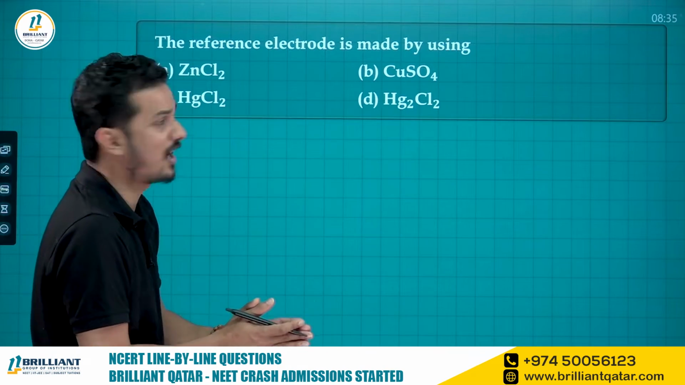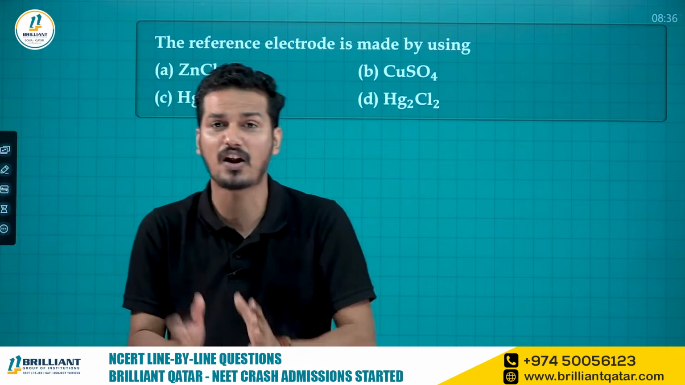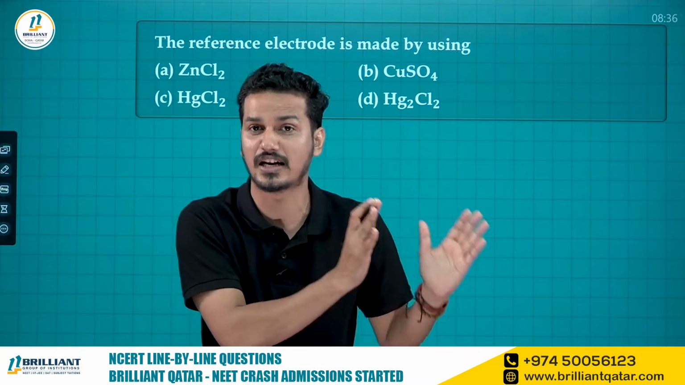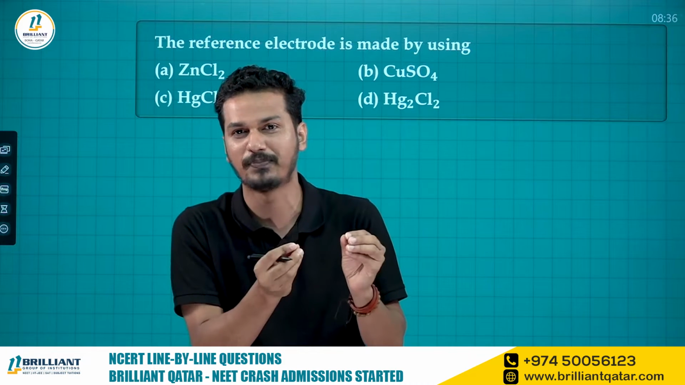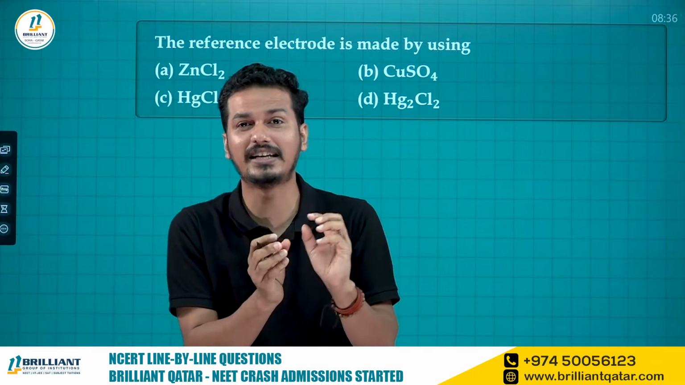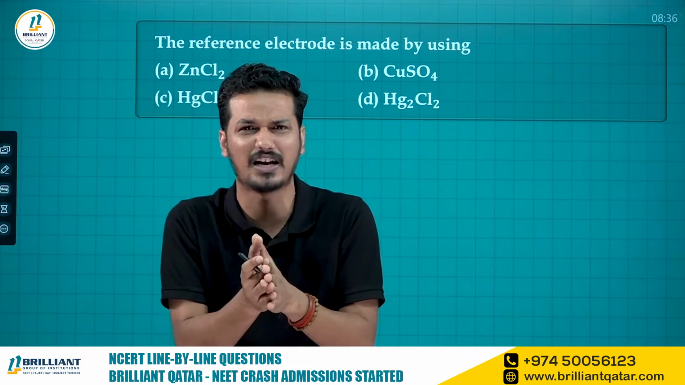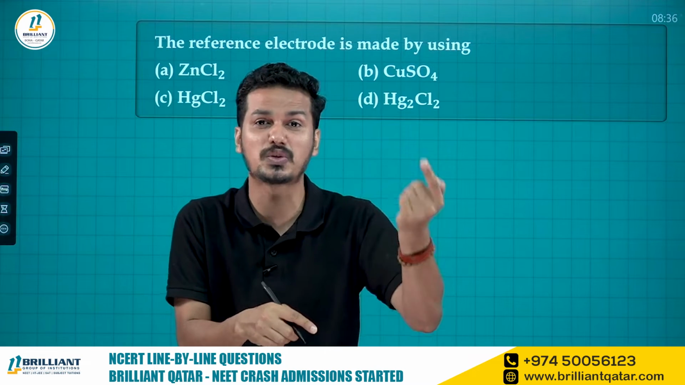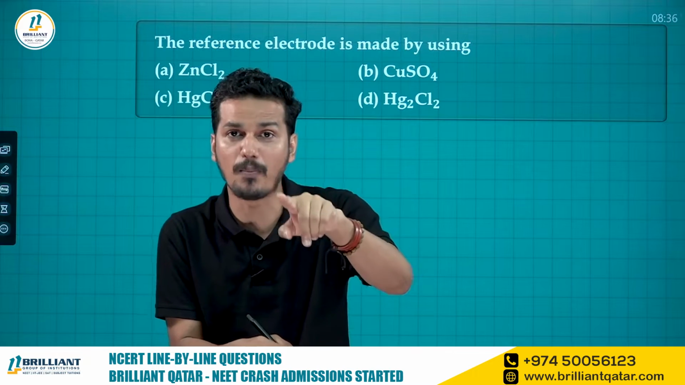This is the next question. The reference electrode is made by using... The primary reference electrode is the standard hydrogen electrode. But the problem is that in the case of the standard hydrogen electrode, keeping the gas at 1 atm is difficult. So that's why we are using a secondary reference electrode. One of the secondary reference electrodes is the calomel electrode.